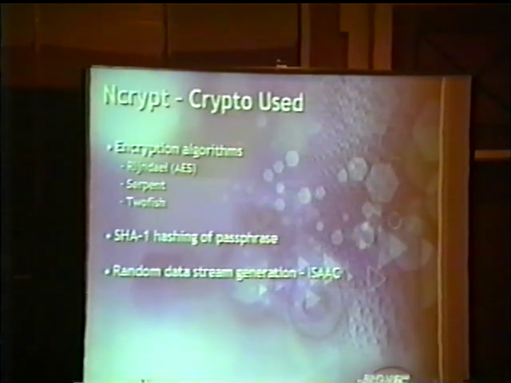Other parts of crypto that I use, when you put in your passphrase to encrypt something, it makes a SHA-1 of the passphrase. And also, because there's some random material that does get generated during part of this, I'm using an implementation of Isaac for the random stuff instead of just using what comes with the OS, in my case Linux.